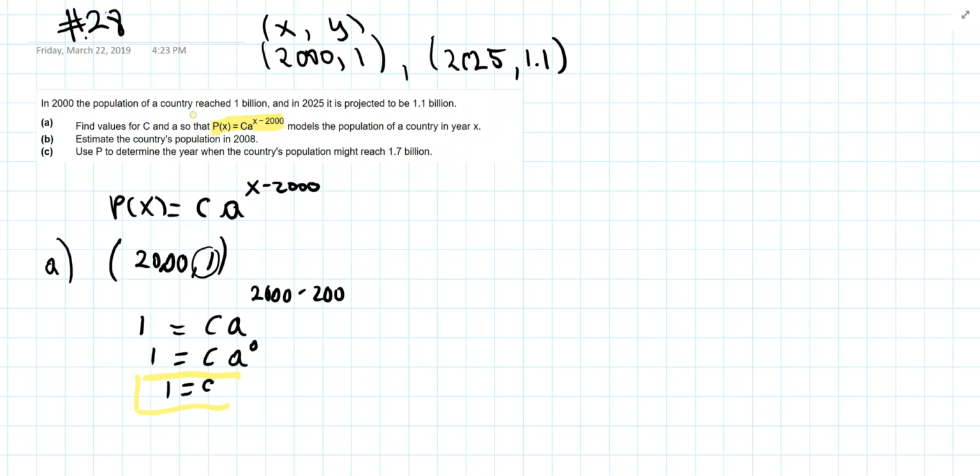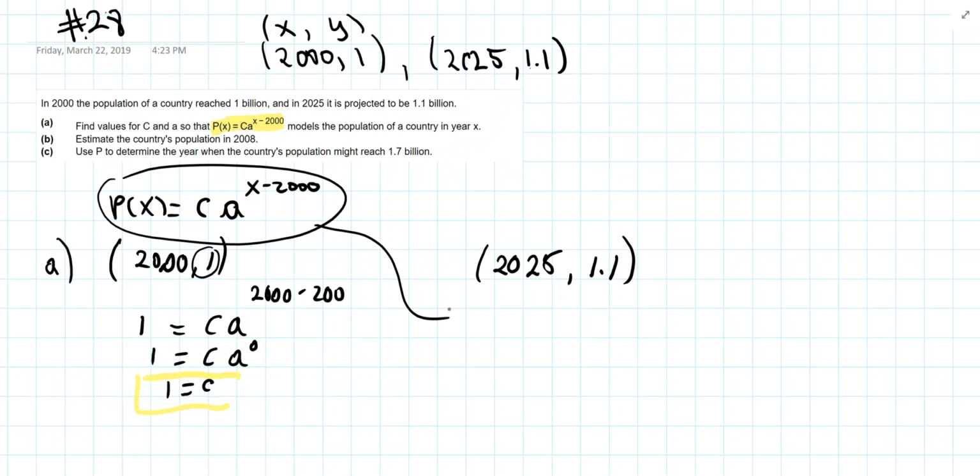So we found C, and now to find A, we're going to use the other point. The other point given is in 2025, the population grew to 1.1 billion. So now when X is 2025, the output P of X is 1.1. So the equation is going to become, instead of P of X, I'm going to put 1.1, the output, equals C, which I just found is 1, times A to the power, instead of X, I'm going to put 2025. So therefore, I get that 1.1 equals A to the power 25. So now I have to solve for A.